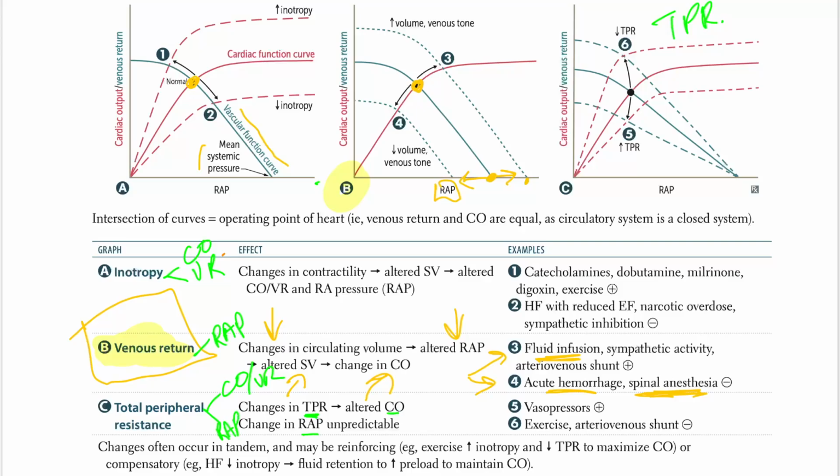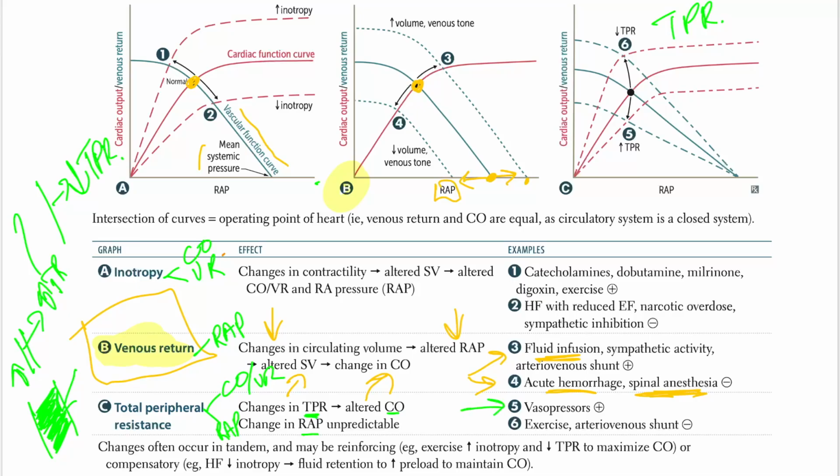So what is TPR? In simplistic words, TPR is your total peripheral resistance. Whatever resistance you have in the peripheral arteries is going to give you TPR. You vasoconstrict the arteries, you will increase TPR. You vasodilate these arteries, you decrease the resistance, a decrease in TPR. Looking here now, vasopressor stimulators would increase the TPR.